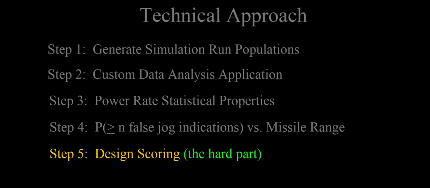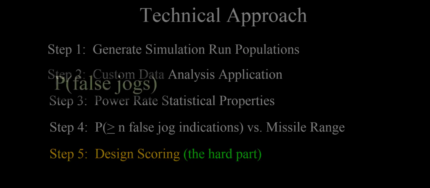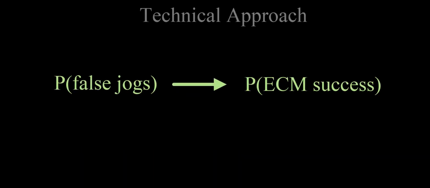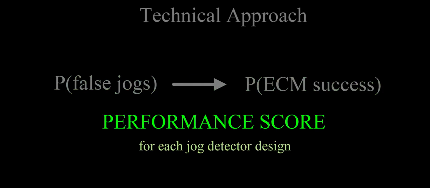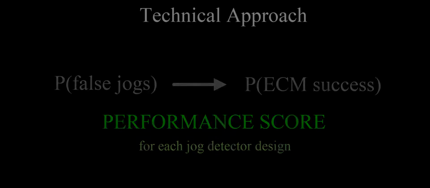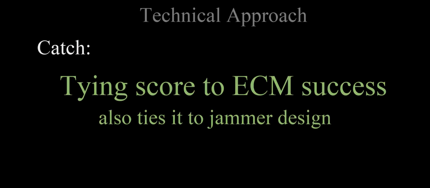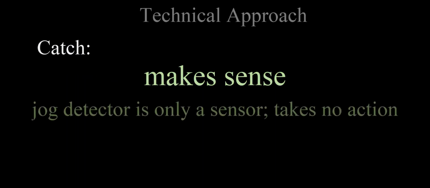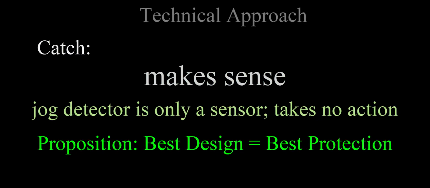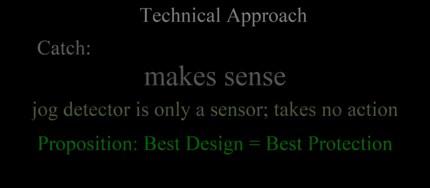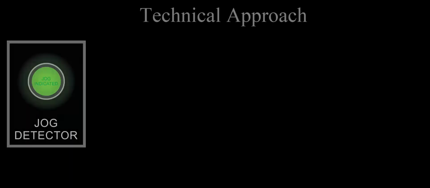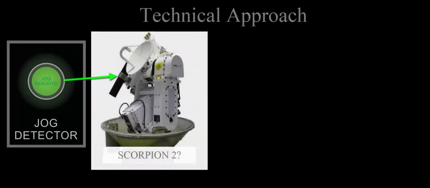Step 5, and this is the hard part, relate the probability of false jog indication to ECM effectiveness. Now, we want to do this because it lets us assign a meaningful performance score to each jog detector design. The catch is that the performance score is tied to the jammer design and operation. Now, this is sensible since the jog detector is useless by itself. It's just a sensor. And we know that the best jog detector design for our purposes, because we want to protect a ship, is one which maximizes the ECM's ability to protect the ship. An evaluation of the quality of a jog detector must also include the jammer that uses it.